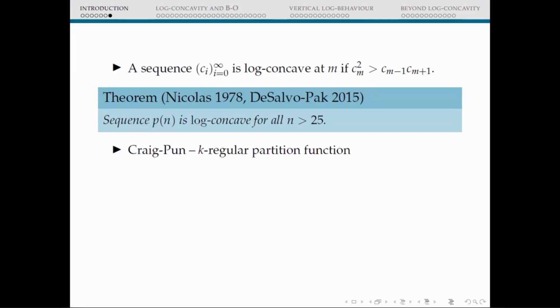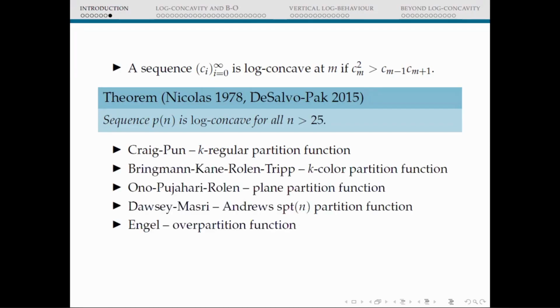Nevertheless, the result due to DeSalvo and Pak has initiated wide research into similar properties for other partition statistics. In particular, now we have many such results for various partition functions.